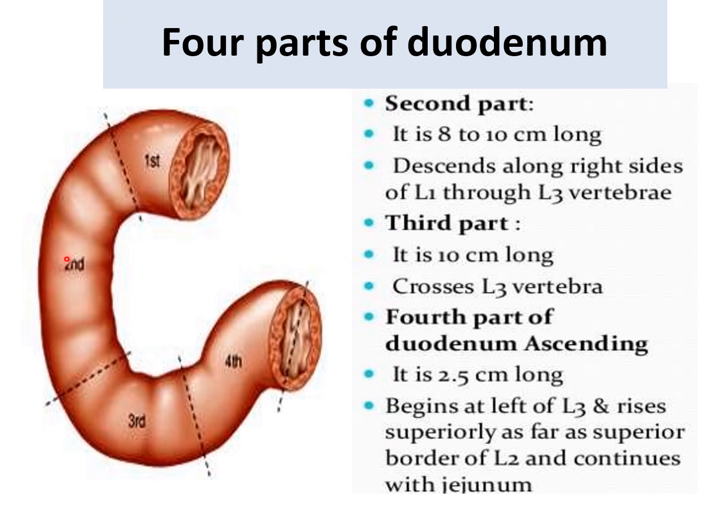The second part is 8 to 10 cm long. It descends on the right side of the L1 through L3 vertebra. The third part is 10 cm long. It crosses the L3 vertebra. The last part, the fourth part, is called the ascending part. It is 2.5 centimeters. It begins at L3, rises superiorly as far as the superior border of L2 and continues with the jejunum.